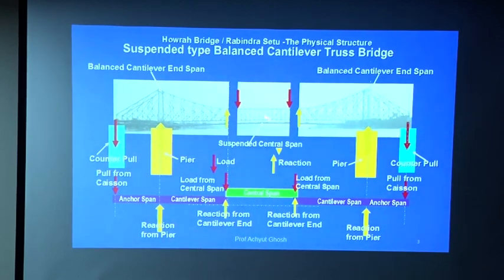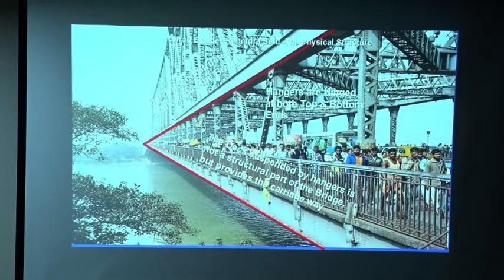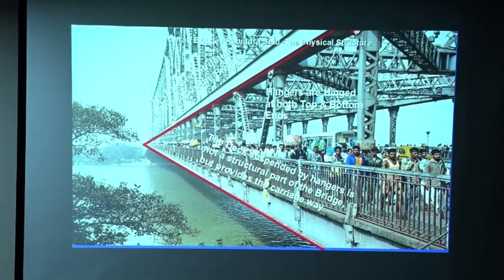There is a pull down. And this load is coming here. This load is balanced by this and a reaction here. This is how it looks. Anchor span, cantilever span, central span, cantilever span, anchor span. That's the basic thing of this bridge. Now, this I wanted to show you. This is the concrete caisson which gives thrust, which gives pull. Now, as my predecessor said, this is not the bridge.